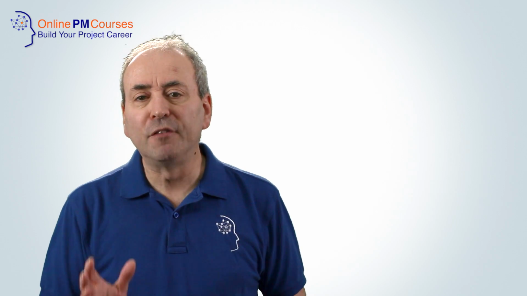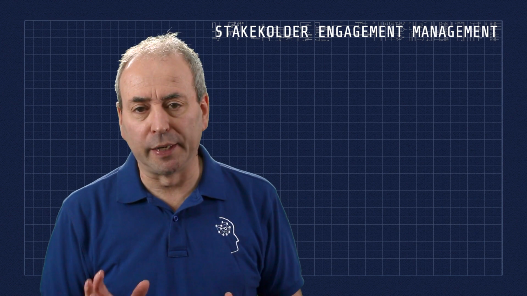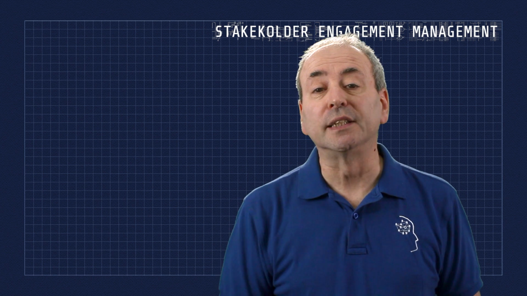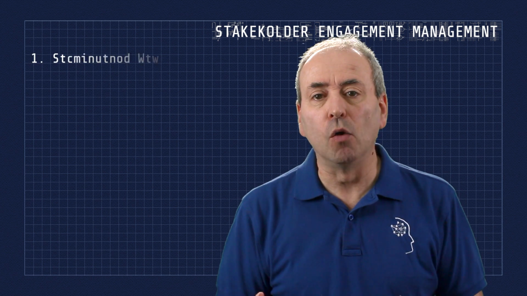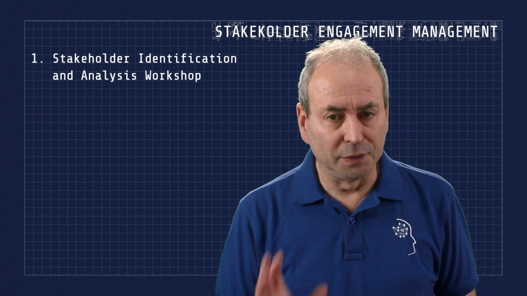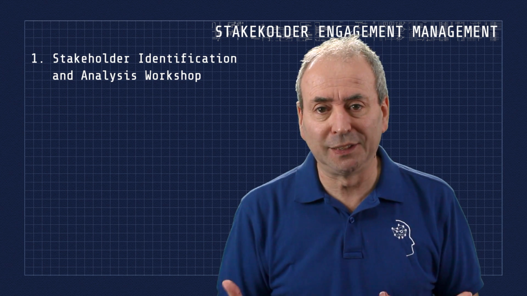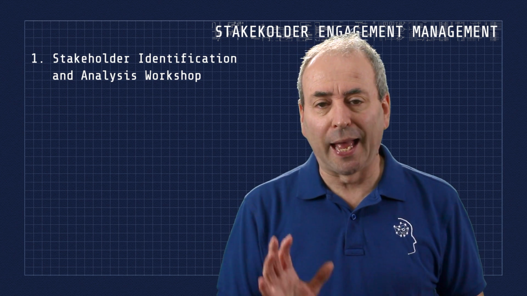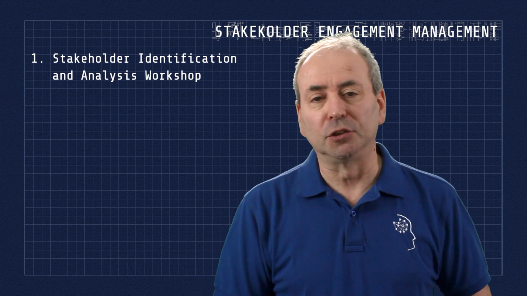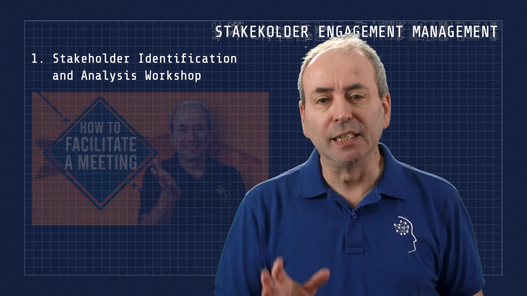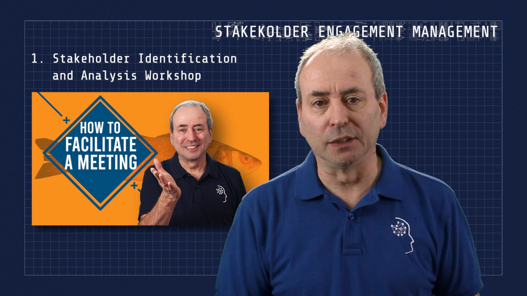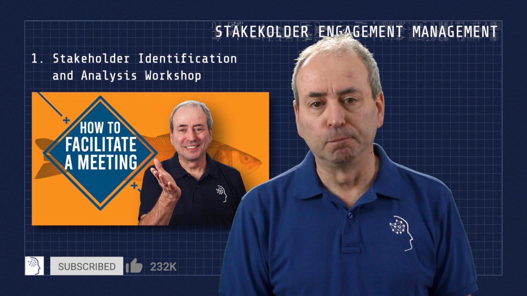To keep it simple, I've constructed a blueprint for stakeholder engagement management which consists of 5 stages. First is to set up and facilitate a stakeholder identification and analysis workshop. This includes the design and planning of the workshop, the facilitation during the workshop, and documentation and follow-up of all the work that the team does during the workshop. Facilitation is a core skill for all project managers, and I'll put a link to our video on how to facilitate a good meeting in the description below.